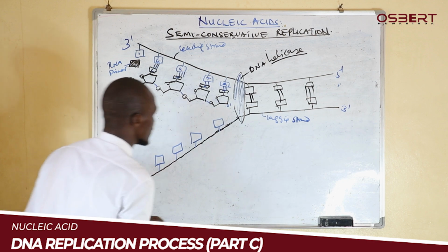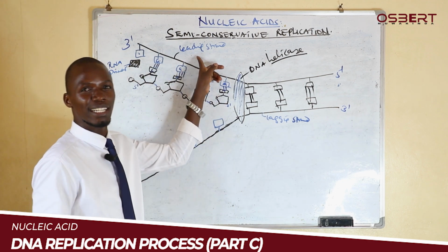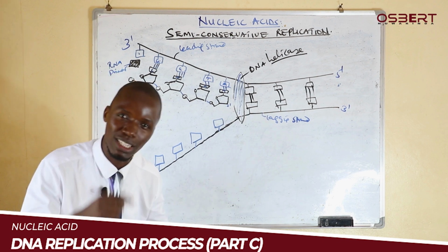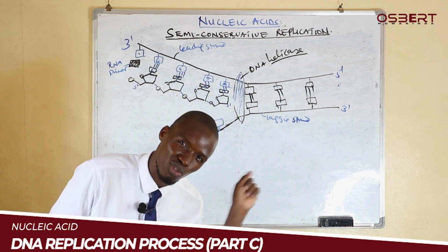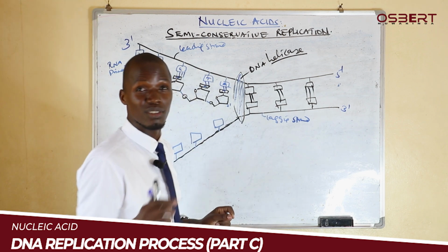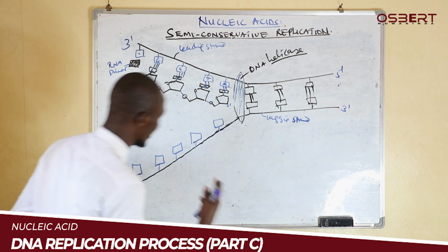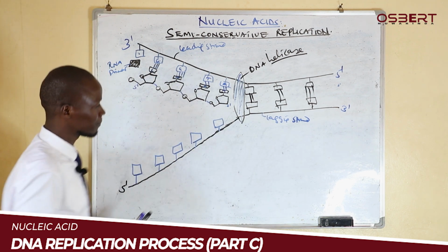Now, in the previous video, we have seen how the leading strand gets replicated. What about the lagging strand? By the way, why do they call it the lagging strand? This is why they called it the lagging strand. How? Come with me here.